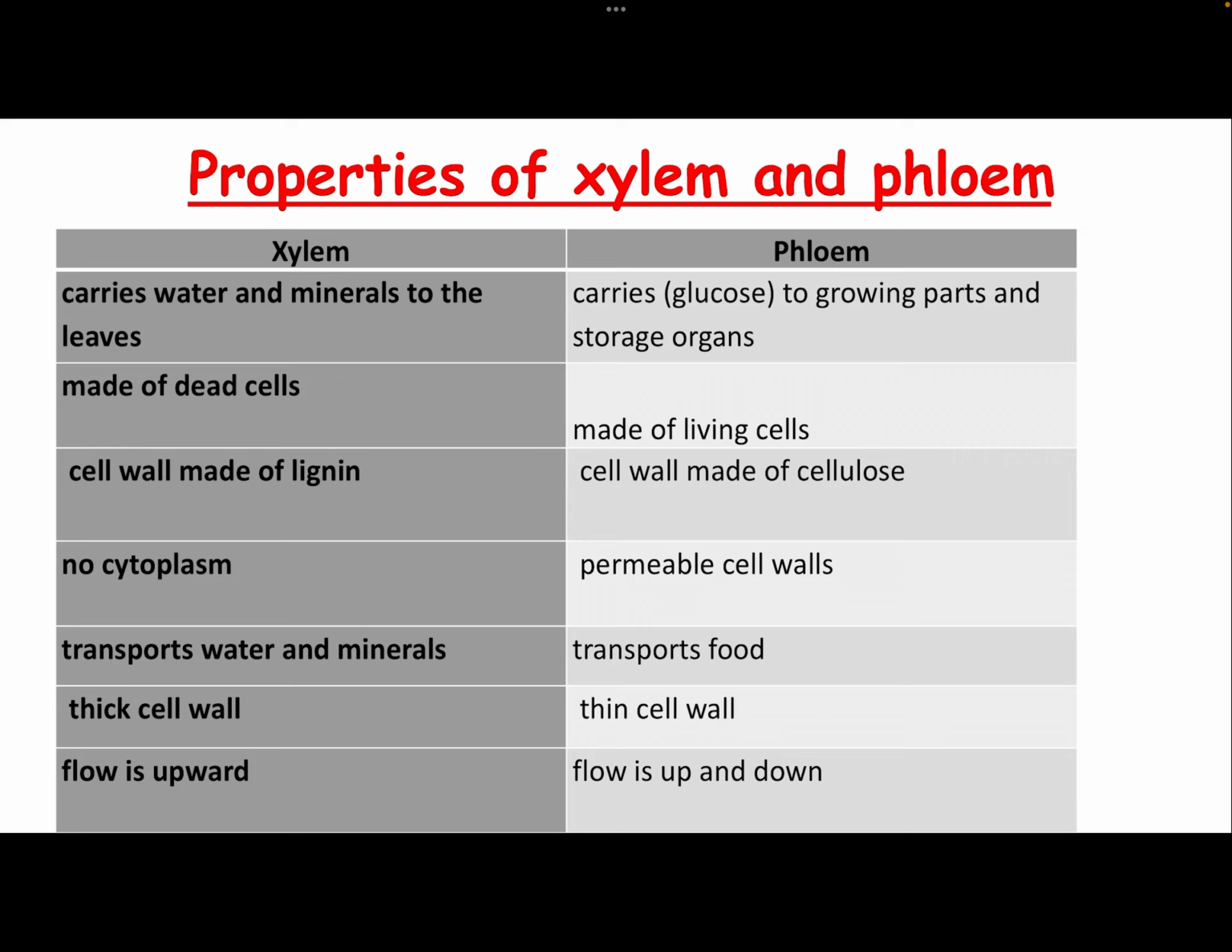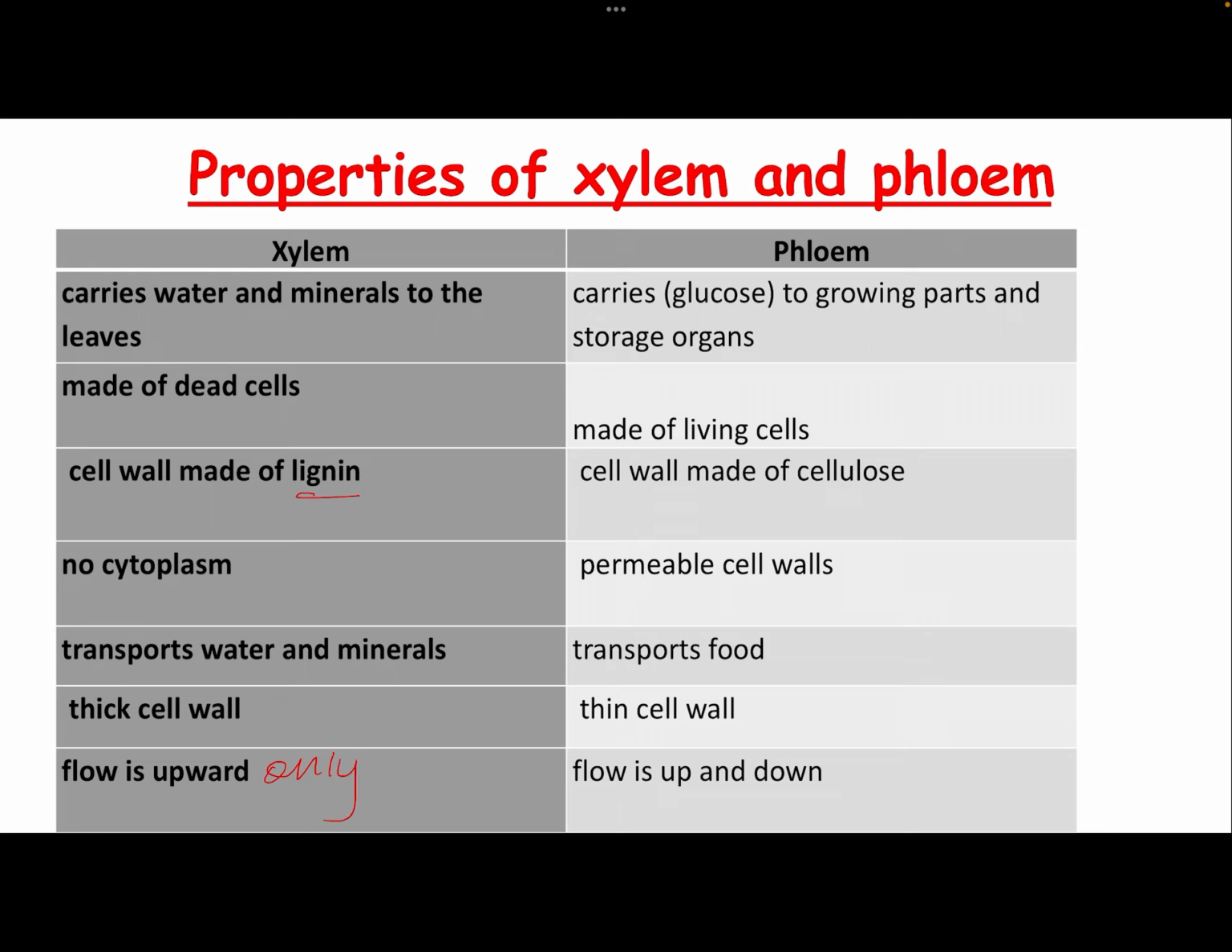Xylem carries water and minerals to the leaves. Xylem is made of dead cells. Cell walls are made of lignin. No cytoplasm. It transports water and minerals. It has thick walls and it flows upwards only.